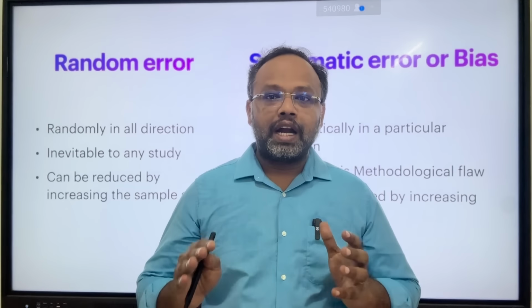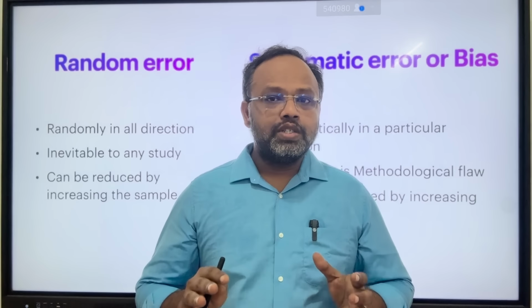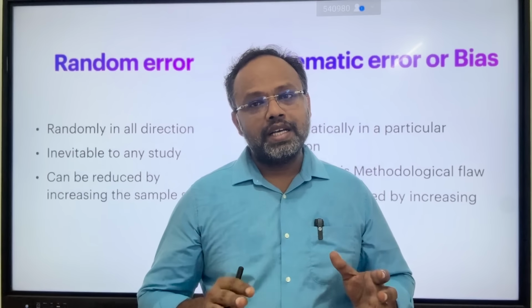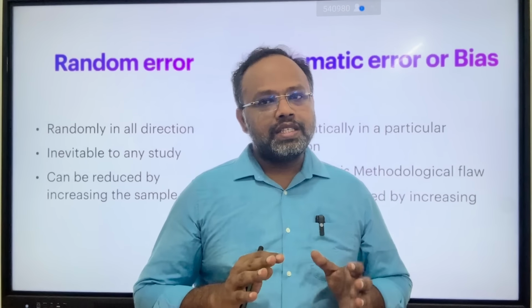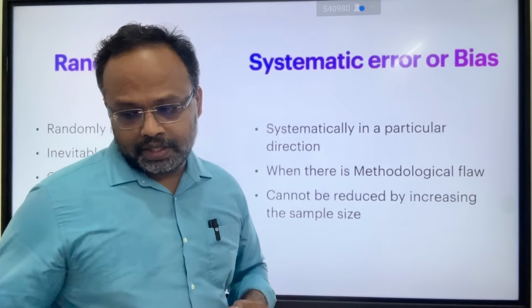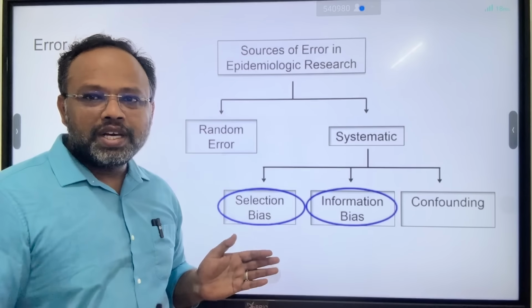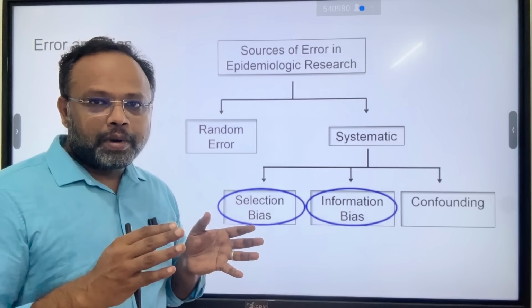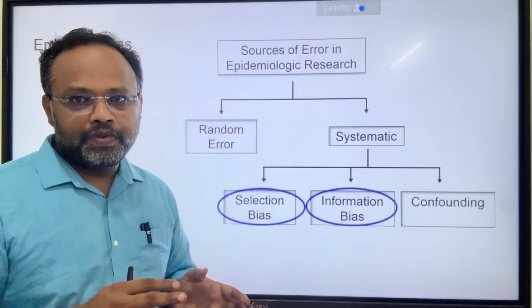Random error can be reduced by increasing the sample size, whereas systematic error or bias can be reduced only by improving the quality of the study. So that is the basic difference between error and bias. Selection bias, information bias, and confounding bias. Nowadays, more questions are asked on bias, so I want to go a little deeper into the different types of bias.